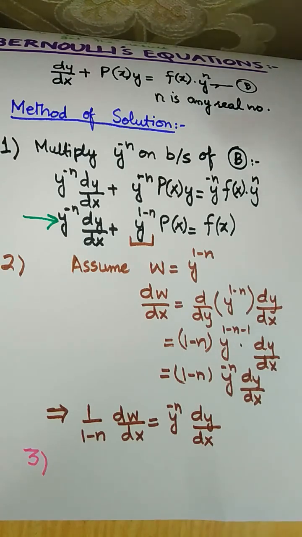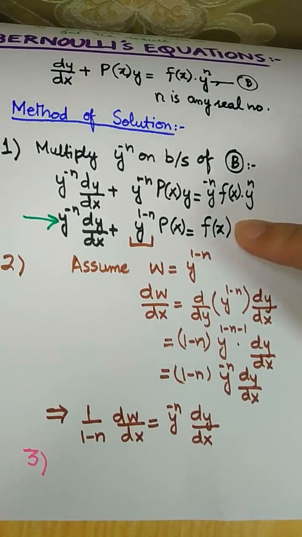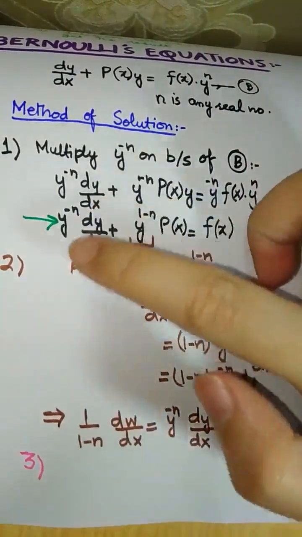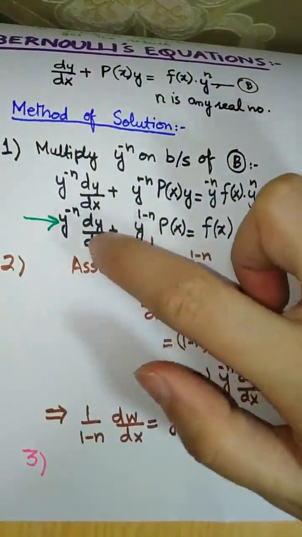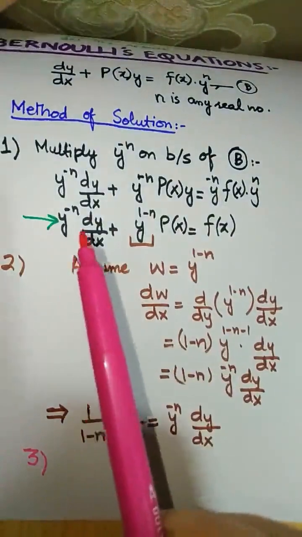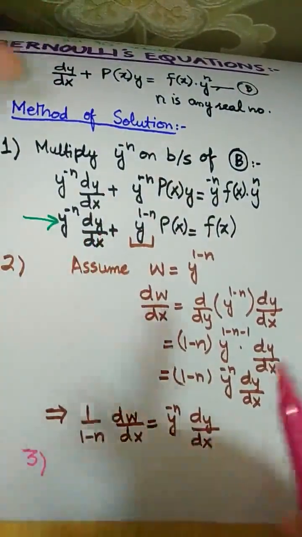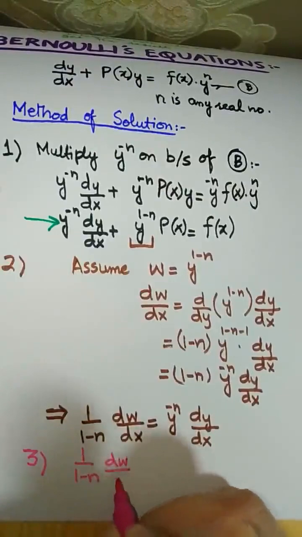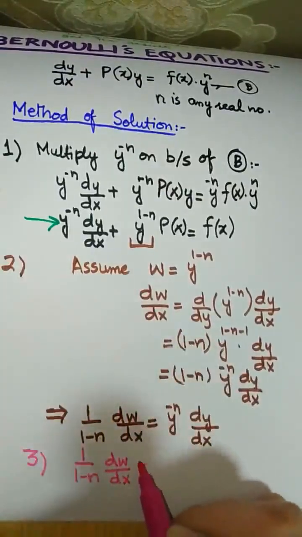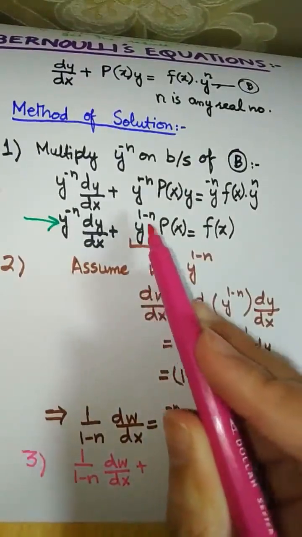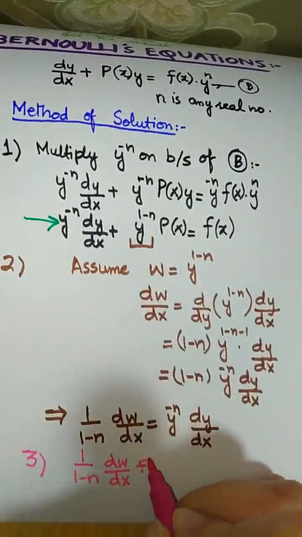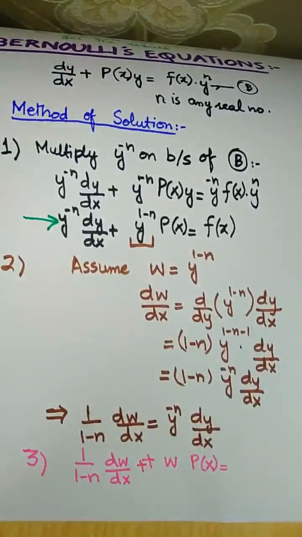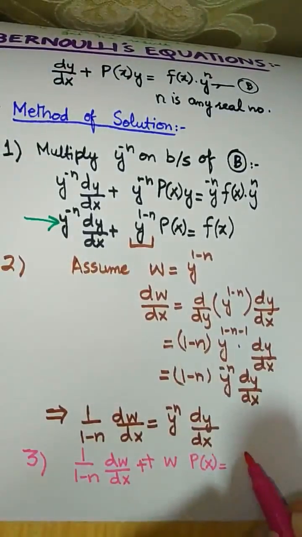Okay, now in this equation, this first term y to the power minus n dy by dx, we have to select this and eliminate this y, and we convert this to w and substitute in this equation. So I am substituting this y to the power minus n dy by dx as this term. So this equation becomes 1 over 1 minus n dw by dx plus, here y to the power 1 minus n is w, so I am replacing it as w, and p of x remains p of x because x is an independent variable here. Only y is changed into w, and f of x also remains as it is.